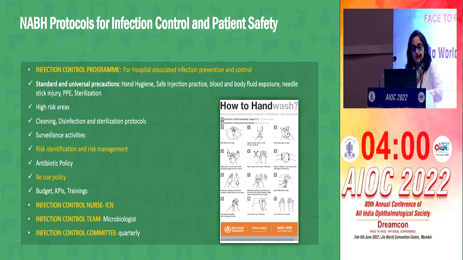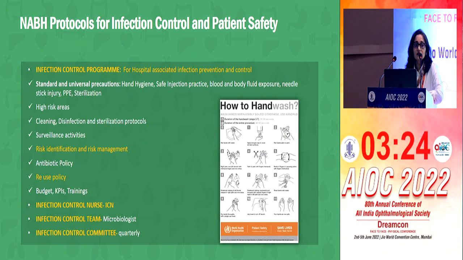Then there should be protocols on cleaning, disinfection, and sterilization. There should be surveillance activities like validation of your machine and cultures. Risk identification and management, we'll discuss this. Antibiotic policy, use policy for certain instruments. Budget, now your management must have a dedicated budget for the hospital, and it demonstrates their interest in executing the infection control practices. KPIs, these are the key performance indicators to monitor all these processes.